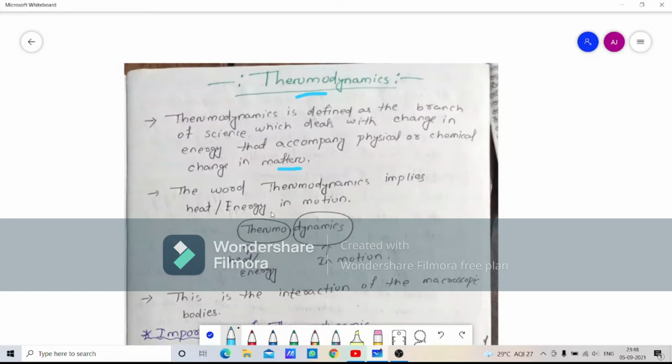तो पहले अपन, thermodynamics is derived from two words. One is thermo and another is dynamics. So there are two words in thermodynamics. Thermo means heat and energy, and dynamics means motion. That means the word thermodynamics implies heat, energy or motion.